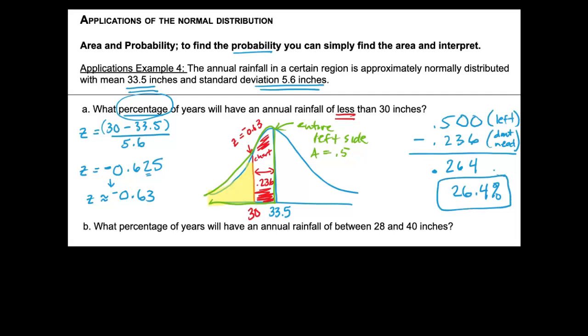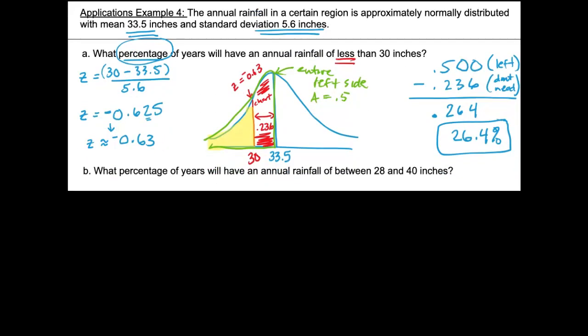And so let's actually think about this. What this means is that 26.4% of years are going to have an annual rainfall of less than 30 inches. So we just use the normal curve and all of our skills of finding area to answer a real world problem. So let's look at B.